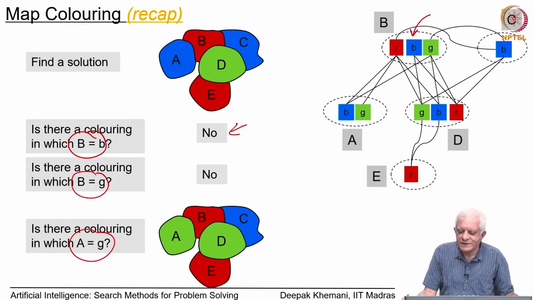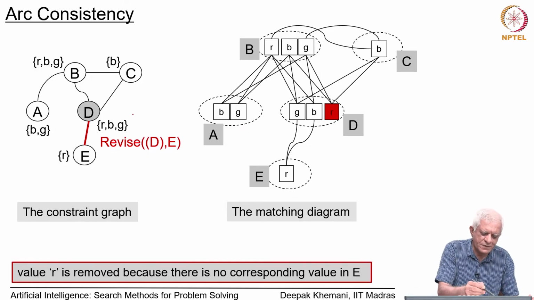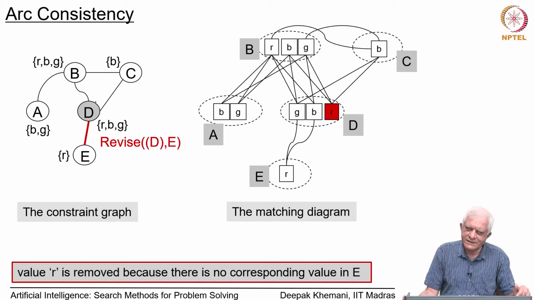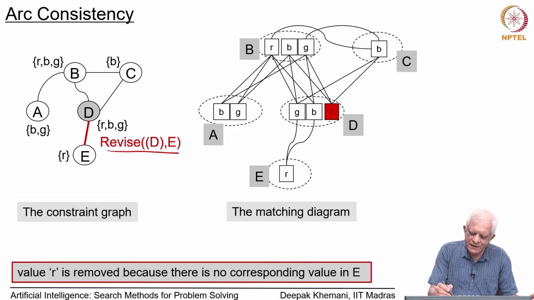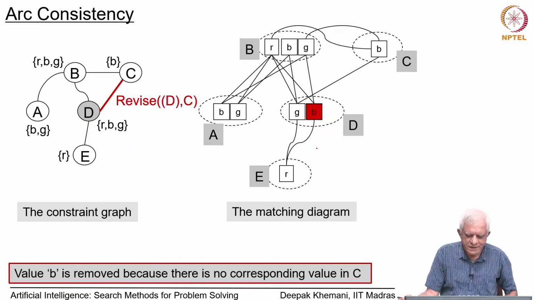Let us see what happens when we make this network R consistent. We will process the edges in some order. The diagram that we are going to be drawing has gray nodes, which are the ones being processed, and the red edges tell you with respect to which other node you are processing. So, first we revise D with respect to E, and you see that in the matching diagram there is a value R in D shown in red, which does not have a corresponding value in the domain of E. So, we remove that value R from there. Then we revise D with respect to C, and you can see that this value B does not have a value B in the domain of C. So, B will go from this domain.